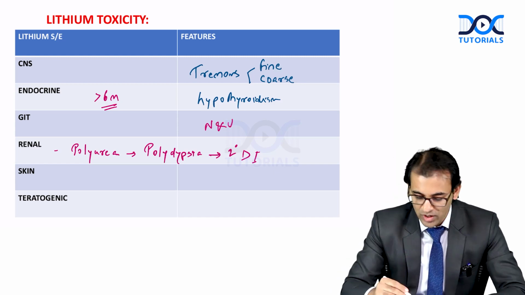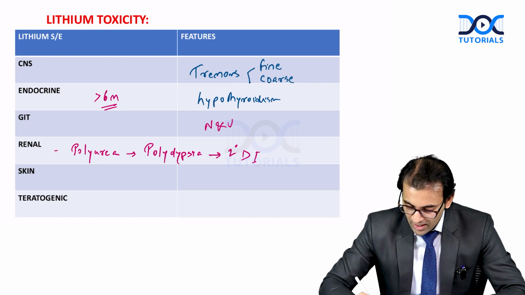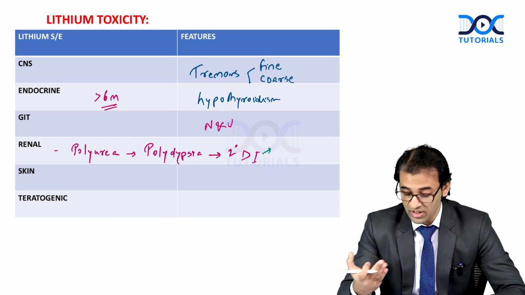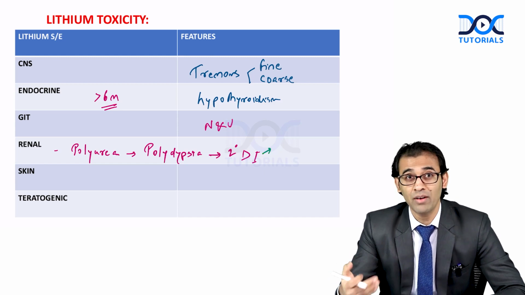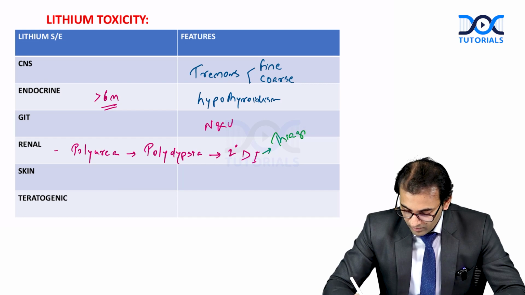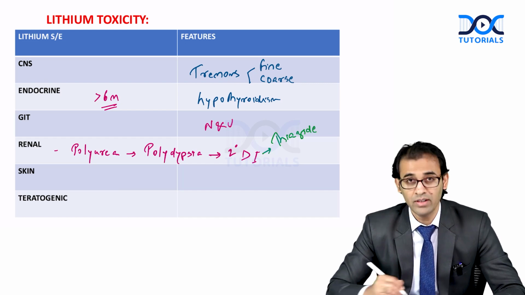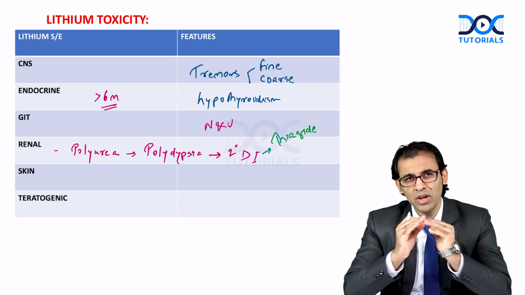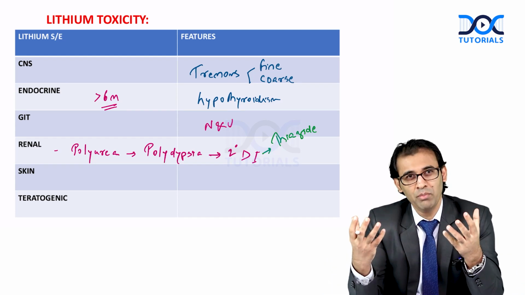For this, how do we treat? Remember, how do we treat? We have to give fluid replacement therapy. Especially for diabetes insipidus, we have to use thiazide diuretics. We can also use spironolactone. Remember, one more important point which I have discussed during my class.